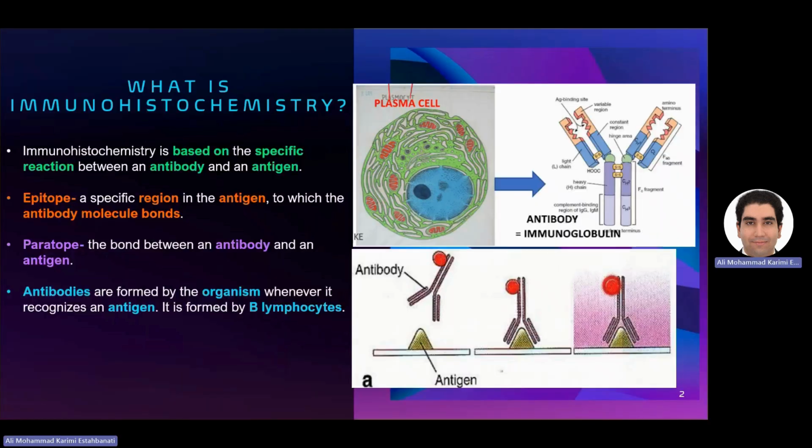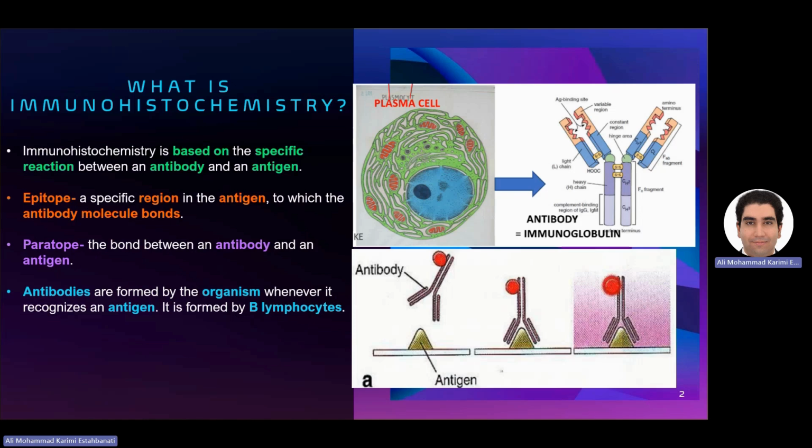First thing is, what is immunohistochemistry? Immunohistochemistry is based on a specific reaction between the antigen and the antibody. Okay? And there are three other general pieces of info you need to know.